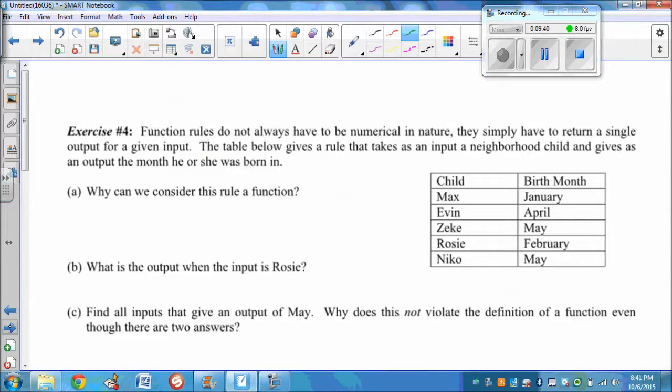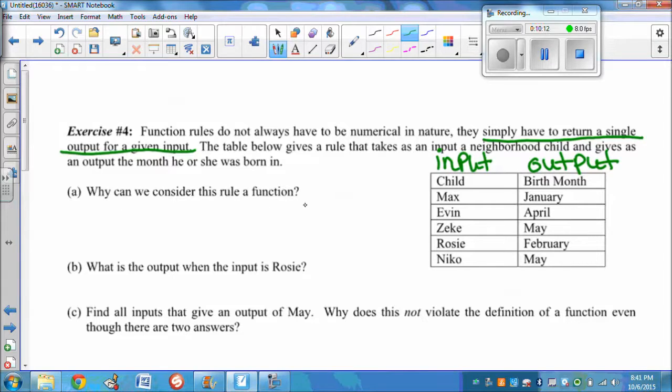And it says function rules don't always appear to be in numerical nature. Okay, so as long as you have an input, it simply has to return a single output for a given input. It's a function. Okay, so let's look at this table below. We've got a child's name with their birth month. So the child's name in this case is the input and the output is the birth month.